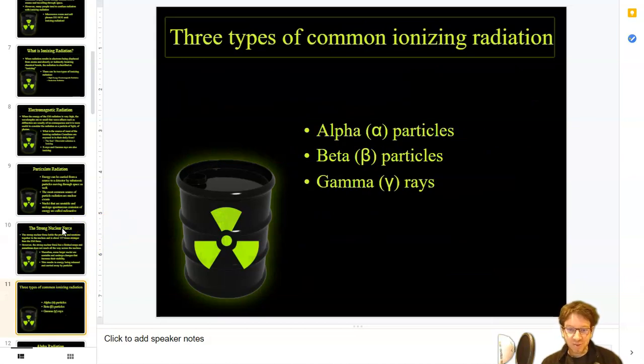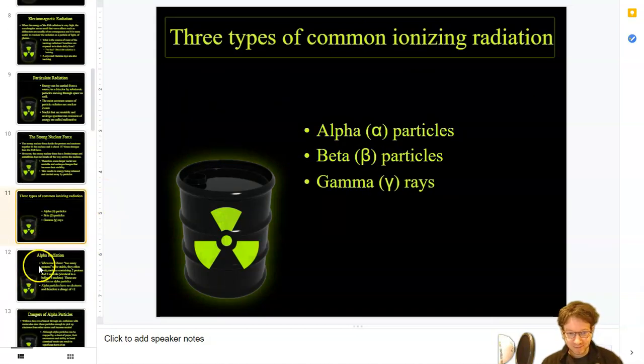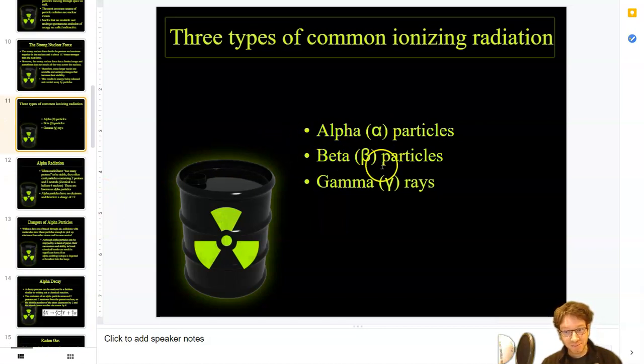So we're going to talk about 3 types of ionizing radiation. We're going to talk about alpha particles and beta particles, which are particulate radiation, and gamma rays, which are high energy electromagnetic radiation.